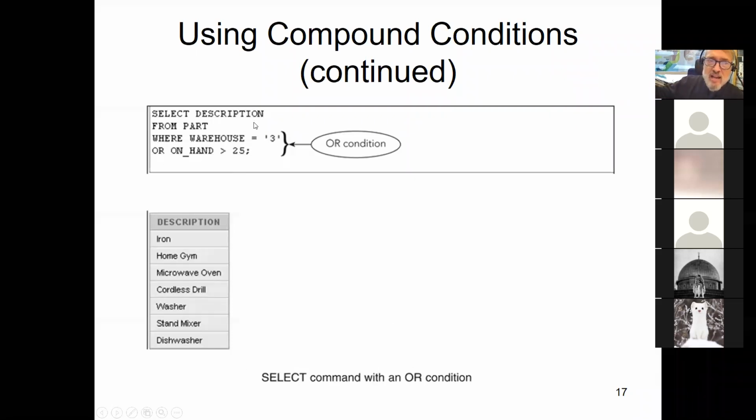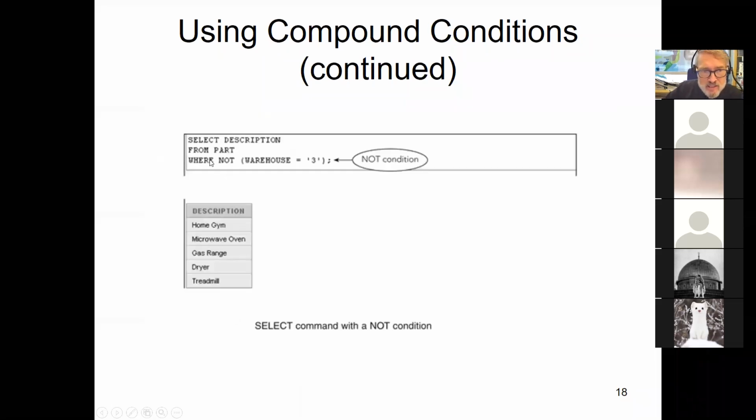So it's not just that we have to have the value of 3 here, and we have to have the value of 25 here. Either one can be true. If this value is 3, then it will show up. And that was the value where we had iron, for example. Or if this value here, on-hand, is bigger than 25, then it'll show up. So we get a lot more results. So OR is going to expand the results that we have a little bit.